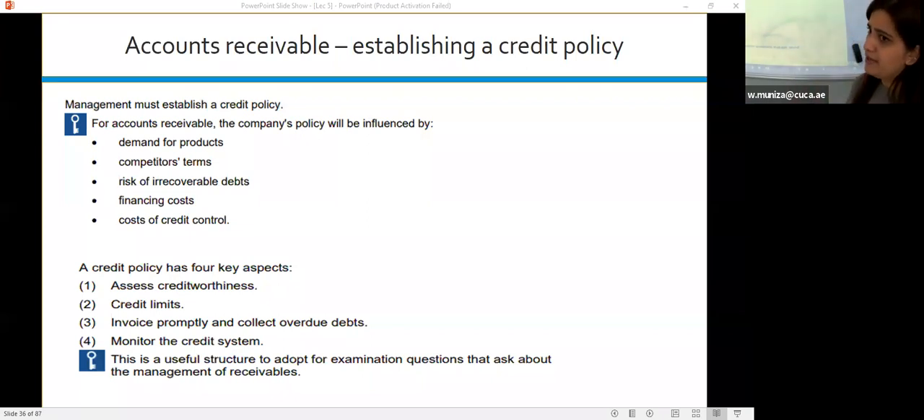And risk of the irrecoverable debts, when you estimate that the irrecoverable debts are going to be higher, your credit limit is going to be then limited. You are going to pressurize on the credit limit. Financing costs, if the financing costs are high, then what do you want? The receivables should be lesser or the higher, and the cost of financing is high. Very good. So cost of credit control, if the cost of credit control is higher, then you are going to reduce the limits.